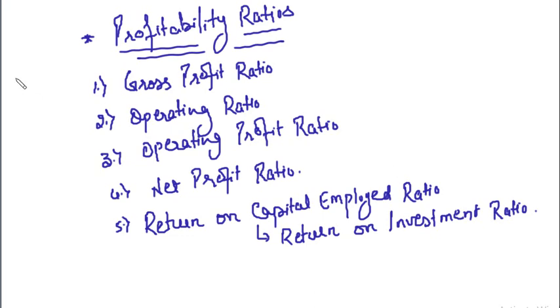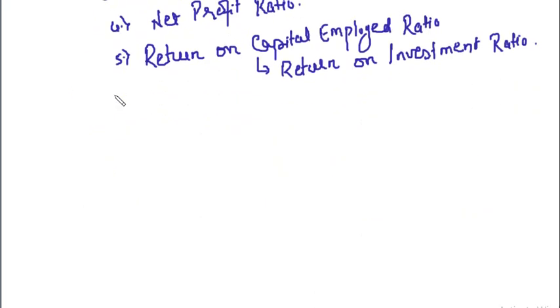So now first we'll start with the gross profit ratio. This is the first ratio that we are going to start with. So the first one is gross profit ratio.